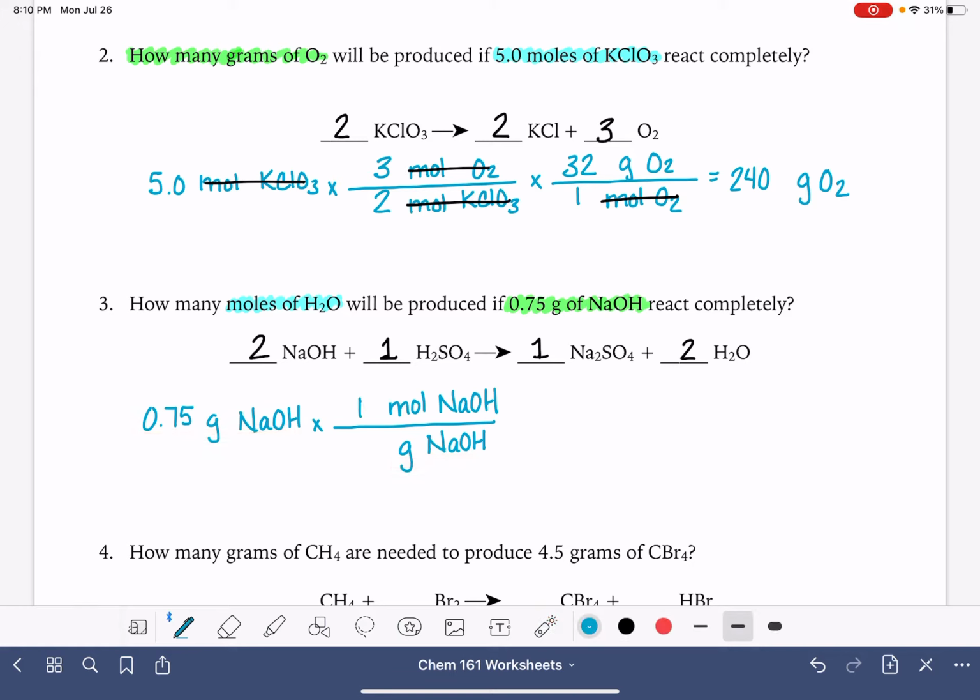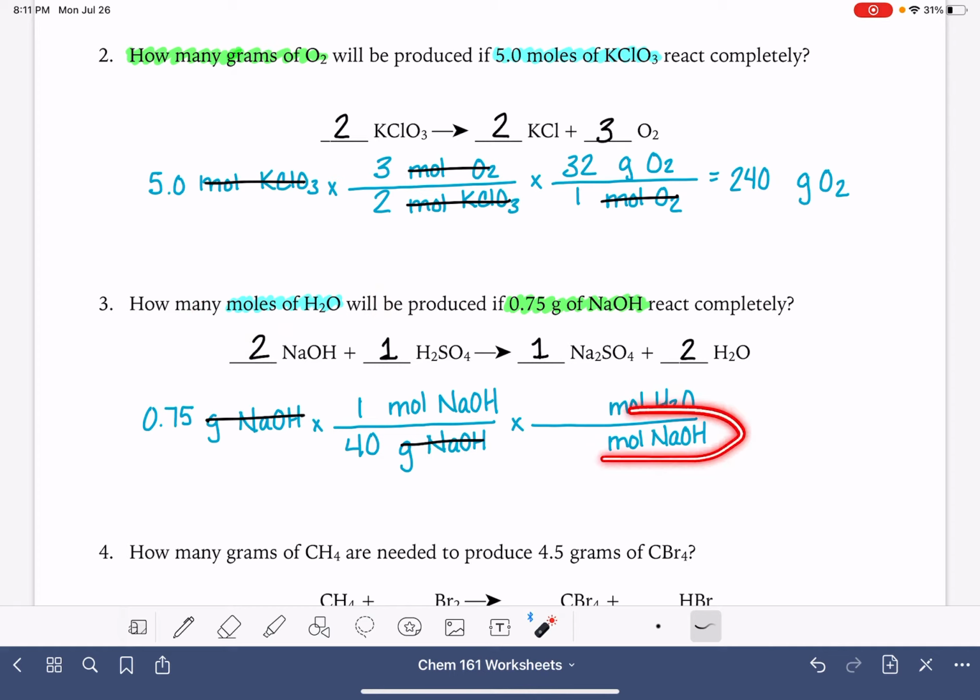And again, we do that using the molecular weight of NaOH. Na is about 23, oxygen is about 16, and hydrogen is 1. So this is going to be roughly 40 grams per mole of NaOH, and that will cancel that unit. We're not trying to figure out how many moles of NaOH, we're trying to figure out how many moles of H2O, which means we need another conversion factor, and in this new conversion factor, we need moles of NaOH down on the bottom, so they cancel, and we need moles of H2O on top, because that is our goal.